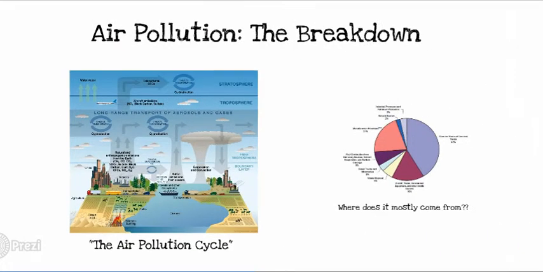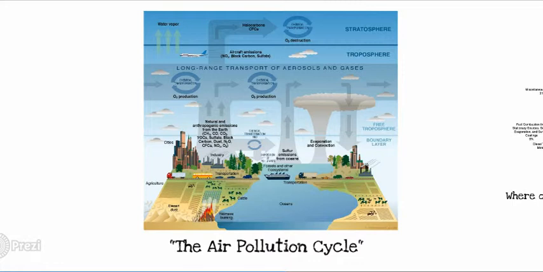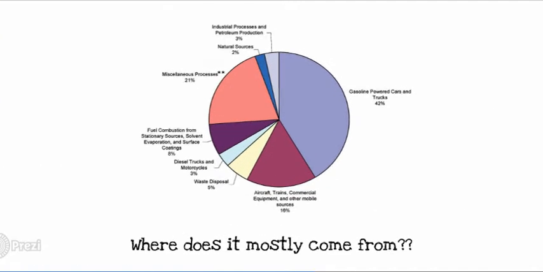Air pollution, the breakdown. This graph shows us a little bit about the air pollution cycle and everything that is included within that cycle. Where does it mostly come from? As you can see from this graph, gasoline-powered cars and trucks attribute to 42% of air pollution.